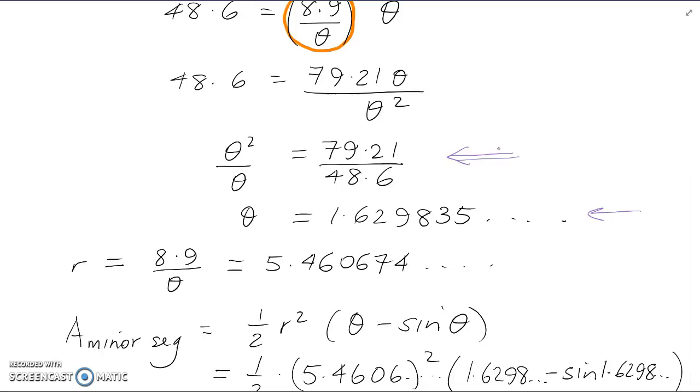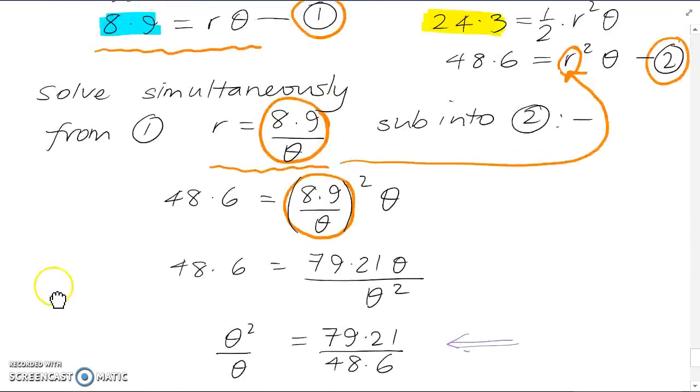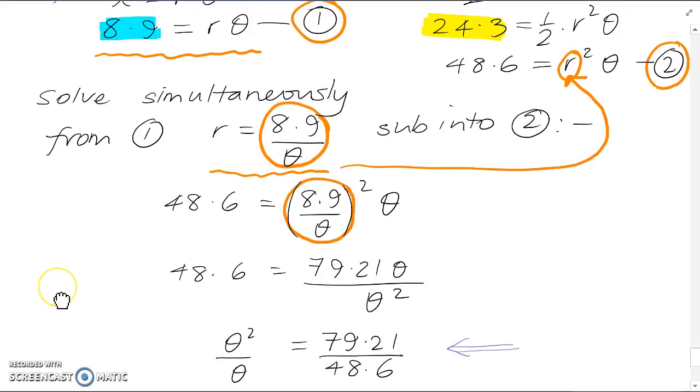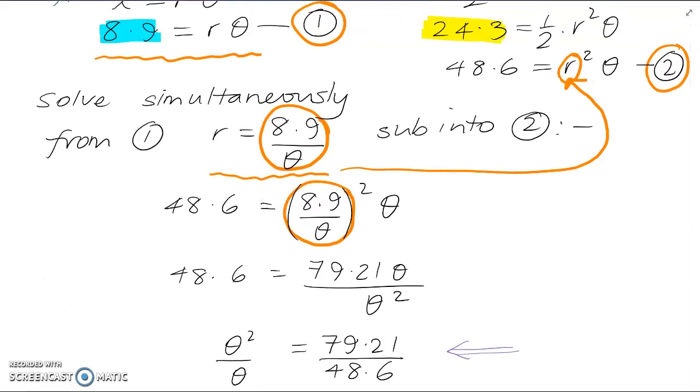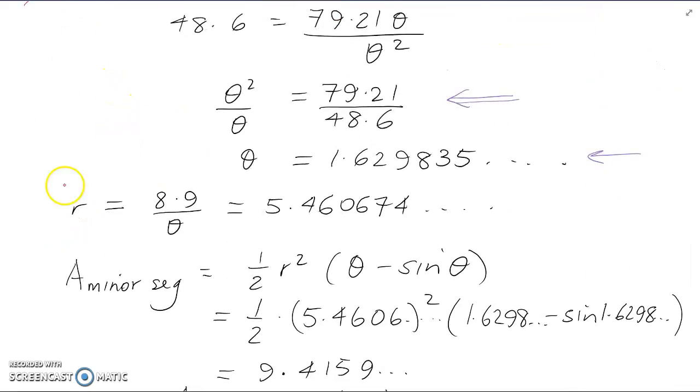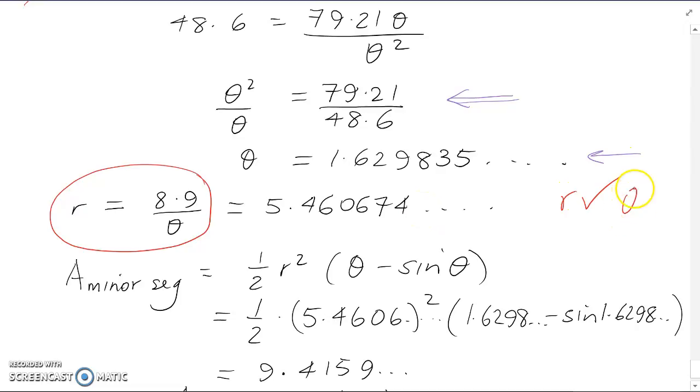So back here, we knew that r was 8.9 over theta. So I'm going to use that. R equals 8.9 over theta. Theta I've just figured out. So I can sub it in and get a value for r. So now I've got r, yep, and now I've got theta, yep. I solved that simultaneously to get them.